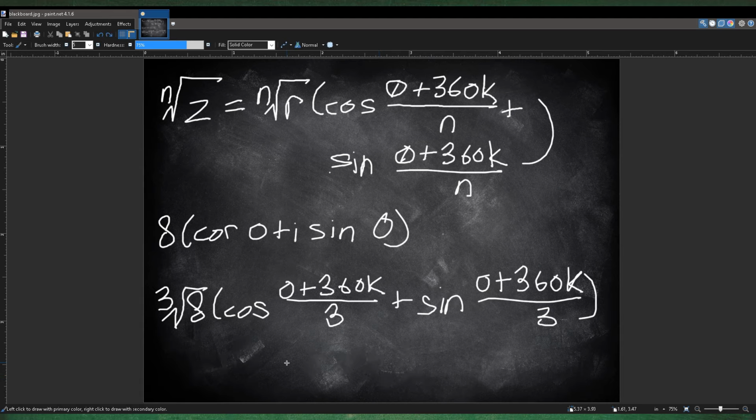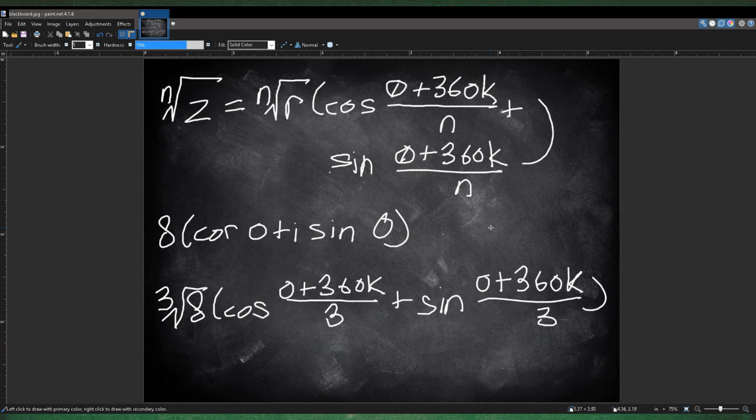So, if you plug in k is equal to 0, right? 360 times k, which is 0, is 0. So 0 plus 0 is 0, divided by 3 is also 0. So it'll be cosine of 0 plus i sine of 0, and the cube root of 8 is 2. So it's just 2 times cosine of 0 plus i sine of 0. Cosine of 0 is just 1, and sine of 0 is just 0. So this gets us the answer of 2, because if you distribute it out, this would be our first answer, 2.